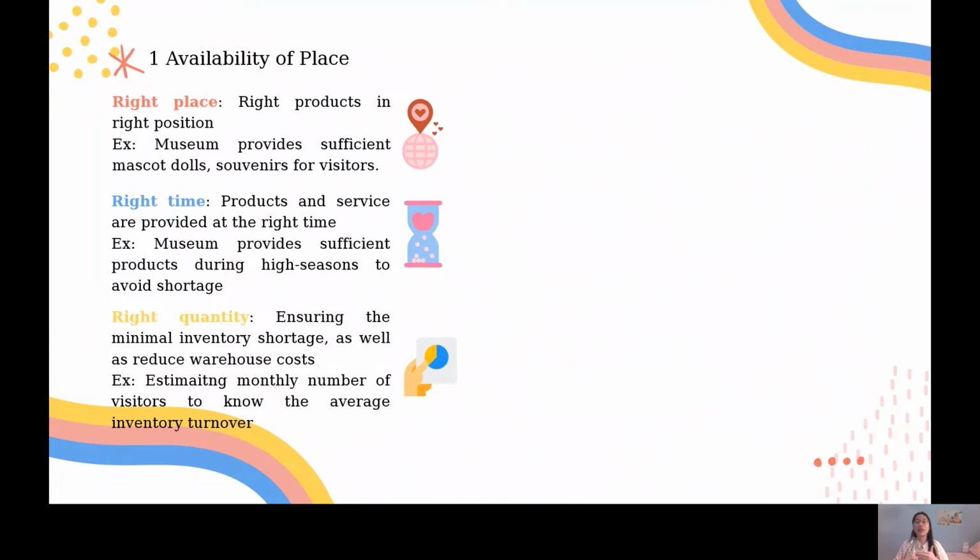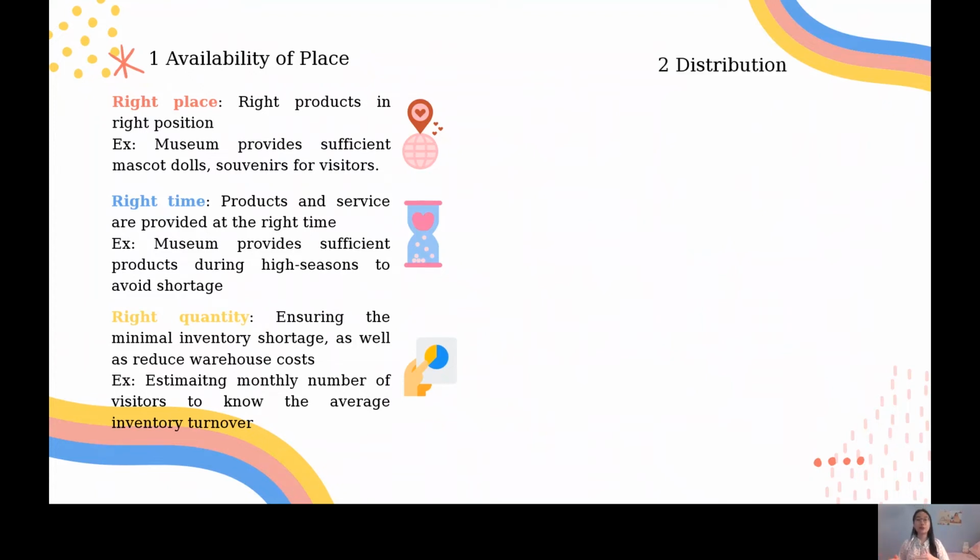For example, the marketers of the AI Marine Museum should estimate the monthly numbers of visitors to understand the average and inventory turnover for the next replenishment of the products. And by having a deeper understanding of the three aspects of availability, they are right place, right time, and right quantity, AI Marine Museum marketers can make an effort in producing a higher quality standard for their product or service to satisfy tourists, which will increase tourist interest and brand loyalty, leading to the growth of revisiting intention.